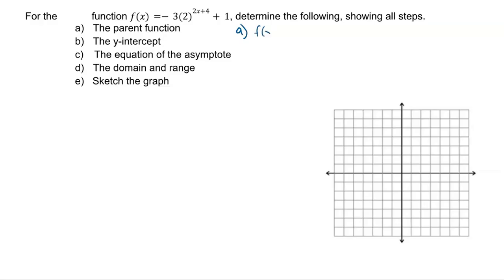Now the first thing is the parent function. Well, that's pretty easy to identify because you just identify what the b value is, what that base is. In this case, it's 2, so the parent function is f of x equals 2 to the power of x.